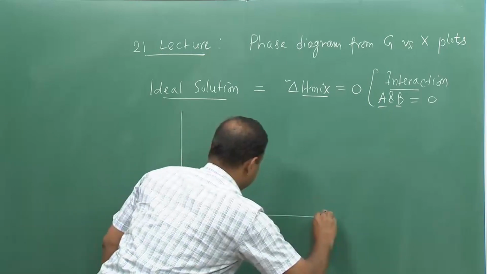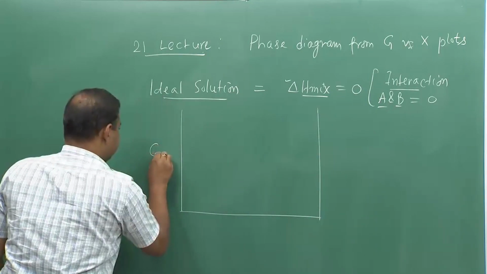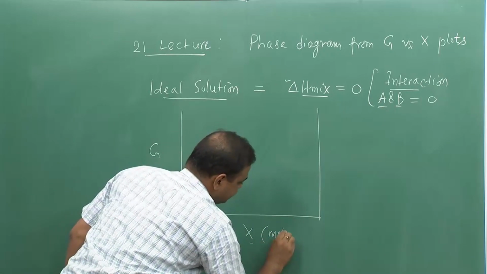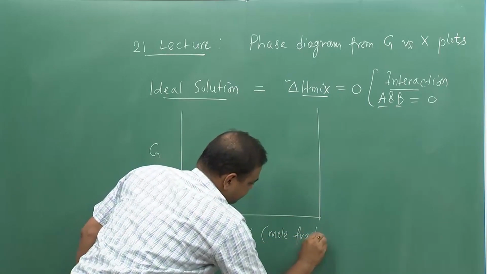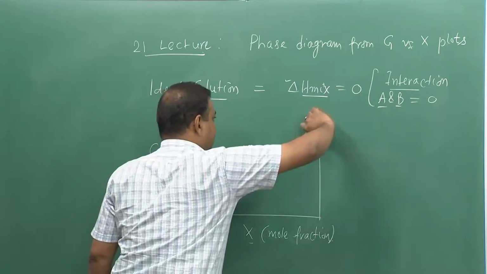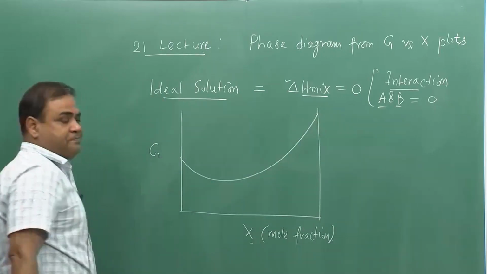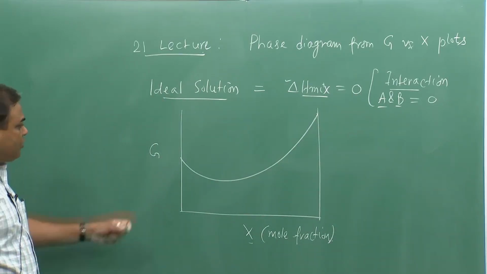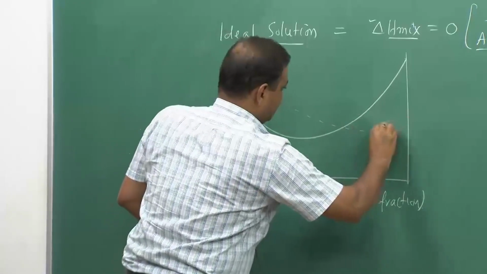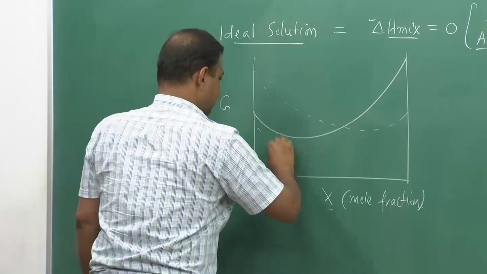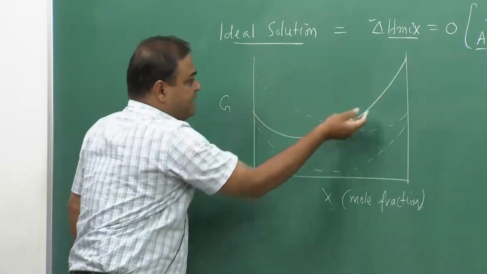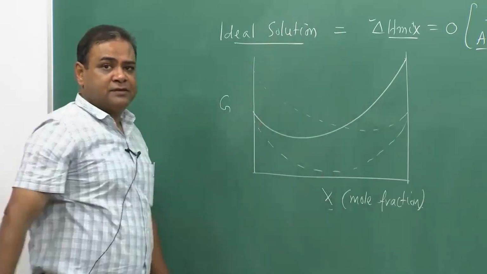In that case, the diagram for G versus X, where X is basically the mole fraction, has a nature like this. Okay. It could have a different nature, it could have this, it could have this. But you will see that it is bending, it is a curved nature. Okay.